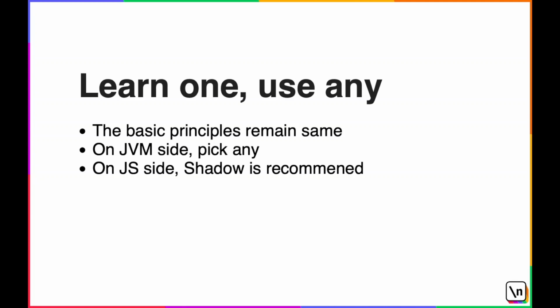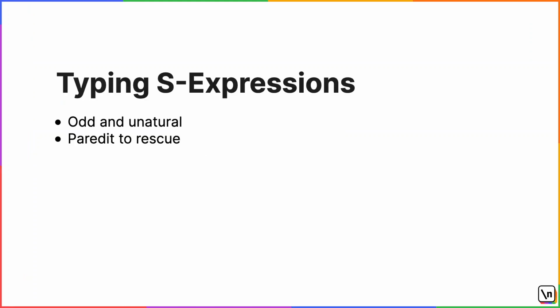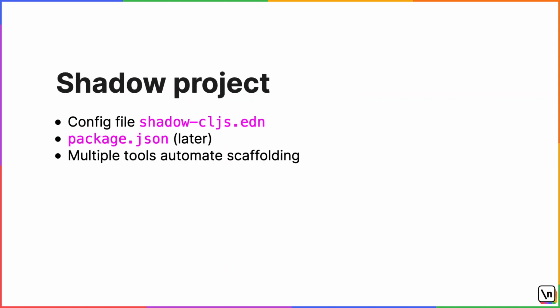On the JVM side, you cannot go wrong with either of the three options, but on JavaScript side, we recommend that you use Shadow. In the last few lessons, we learned about the language and build tools. We are now ready to create our first project. You might find typing out S-expressions odd at first, but don't worry. We'll soon learn how to use ParEdit, a tool to help manage S-expressions. All projects start with a configuration file.